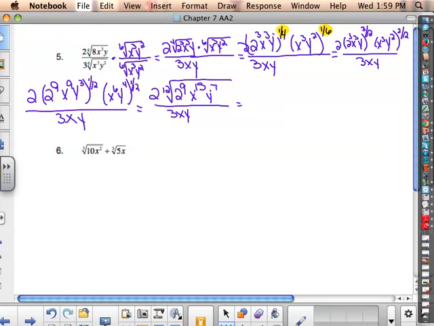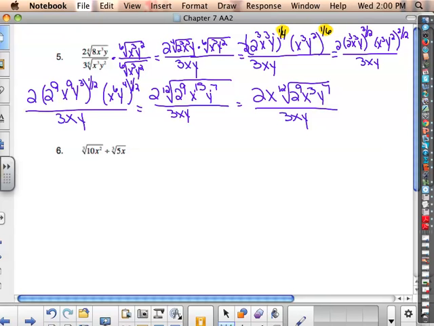And now you should look at that and say, can I simplify that further? And you should recognize that you can bring x to the 12th out. So you have an x, because the 12th root of x to the 12th is x. The 12th root of 2 to the 9th, x to the 3rd, y to the 7th, all over 3xy. You'll have a lot of practice with those.